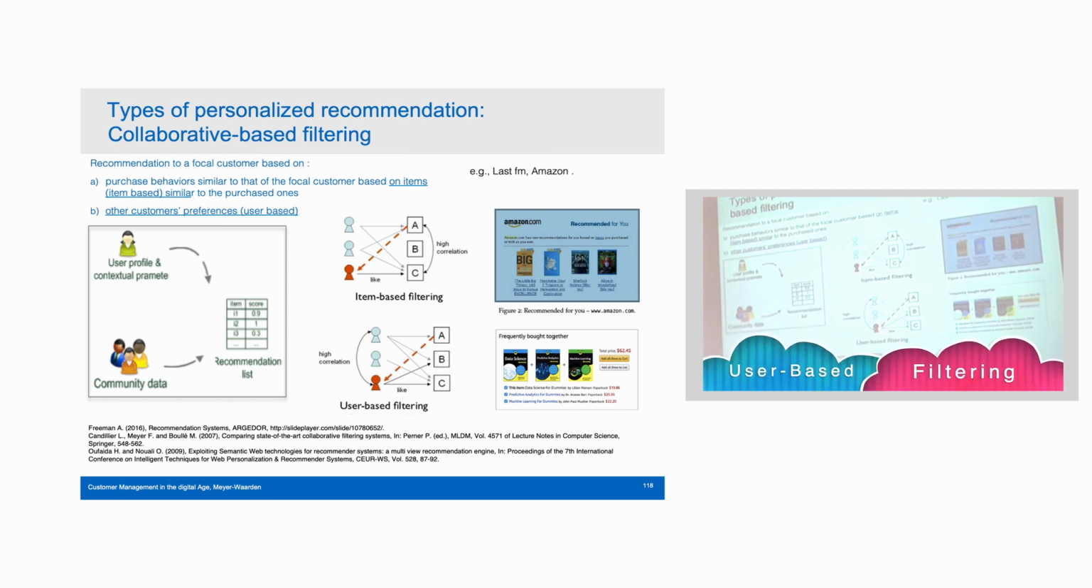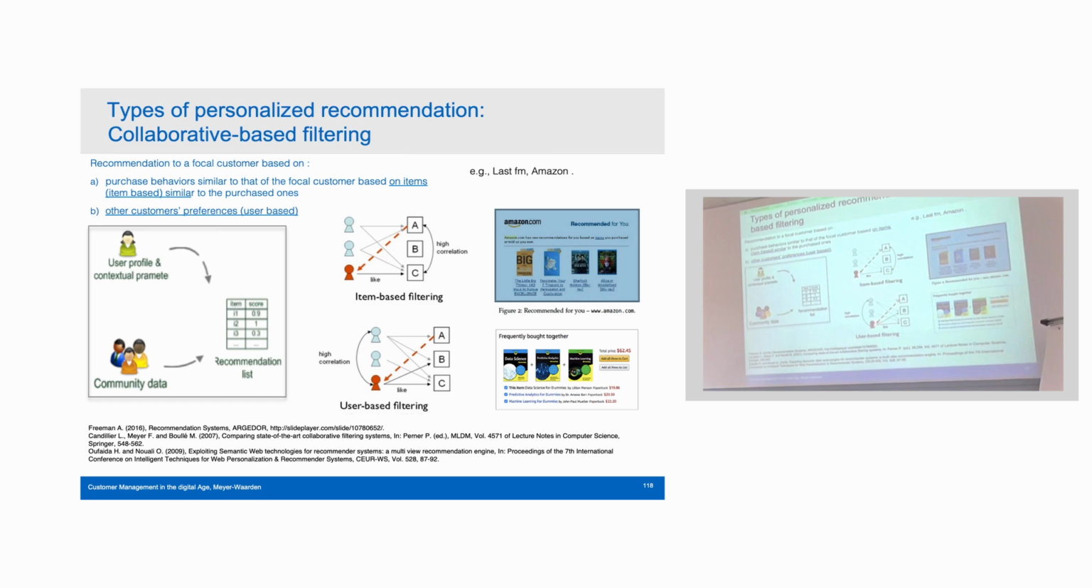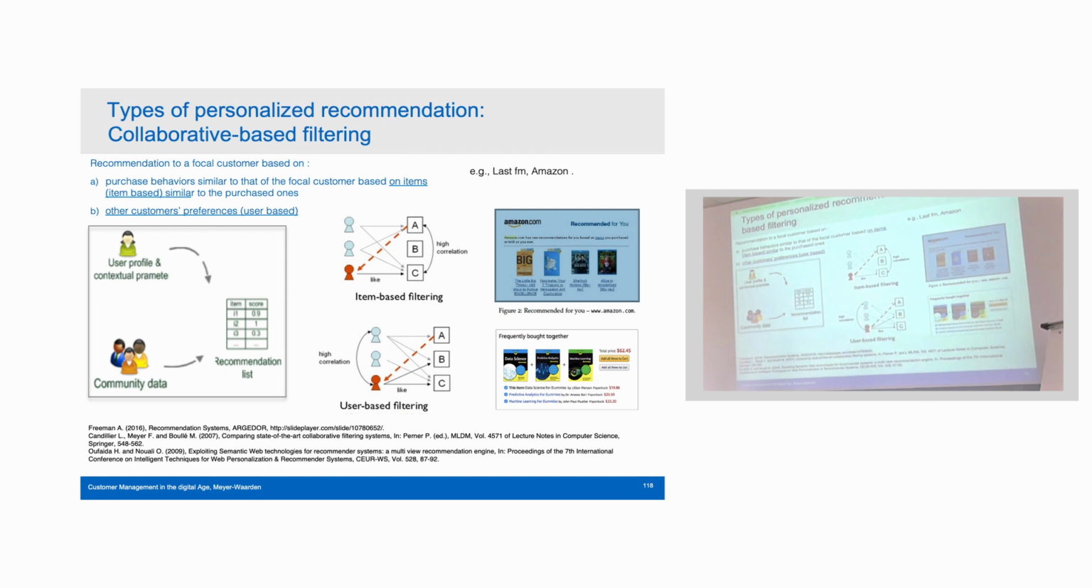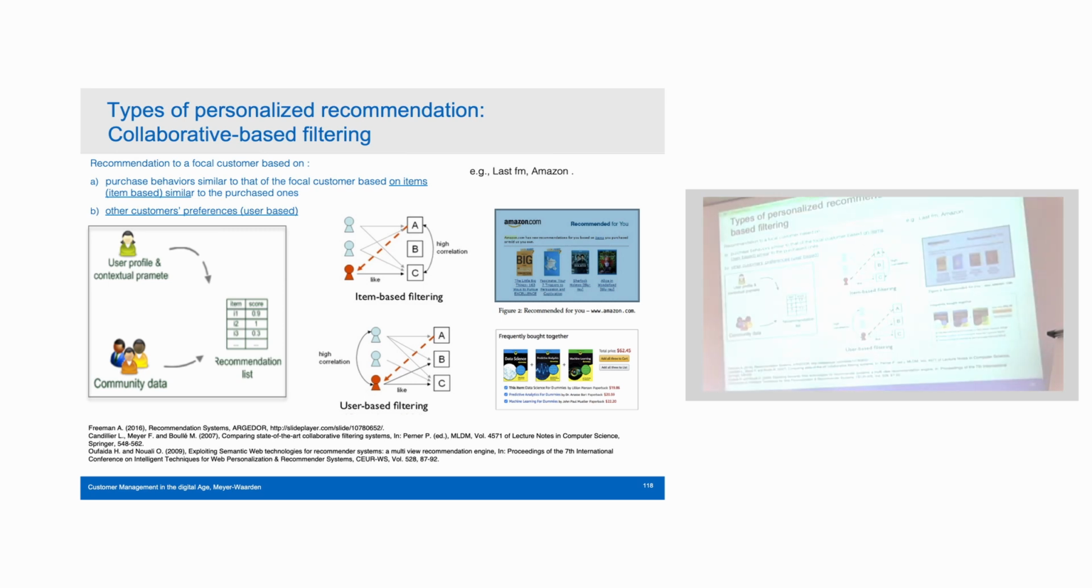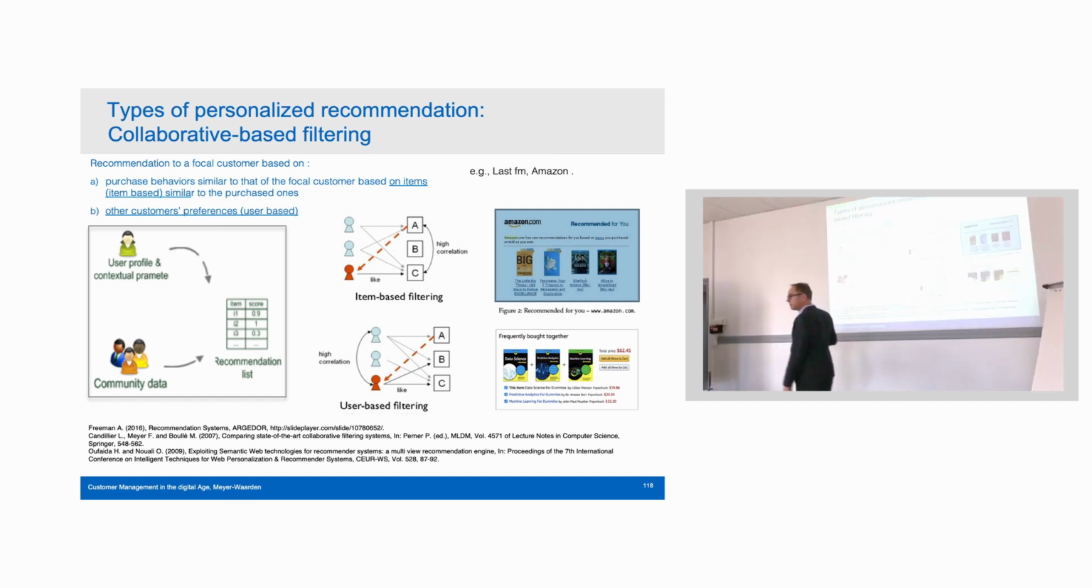And then there are other customer preferences which are similar to yours. It's called user-based filtering. If you buy actually C, but other customers like A and B, so these customers are similar to you, they have similar preferences, you get a recommendation for A. Because similar customers like A, and as there's a high correlation between you and the other customers, there's a recommendation based on customer type.